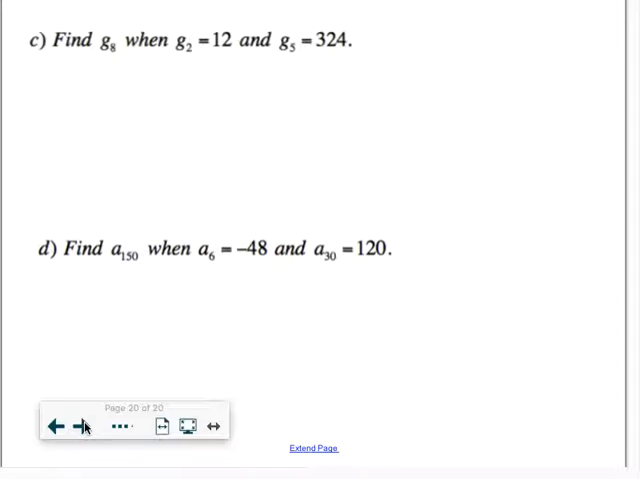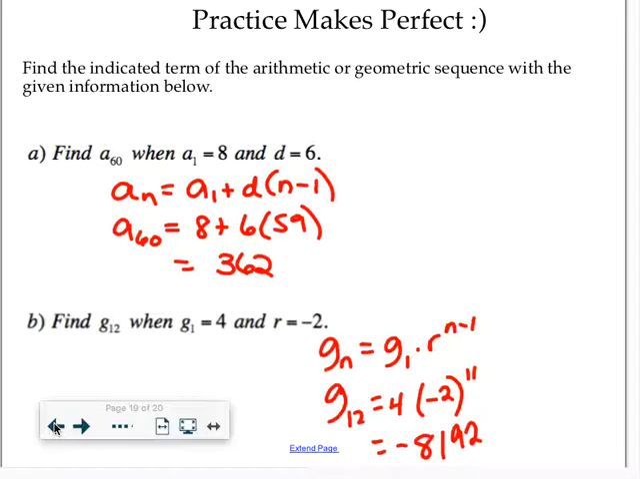Jacob, what are you working on? Oh, okay, you need me to put the part back. There you go. And then to find the first term. The G's are geometric and the A's were arithmetic.